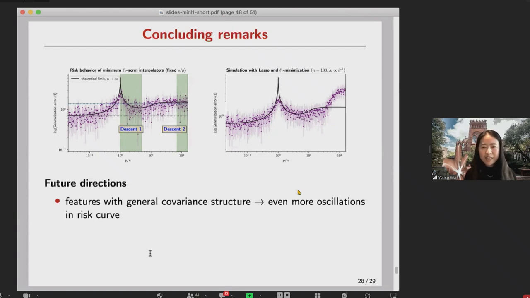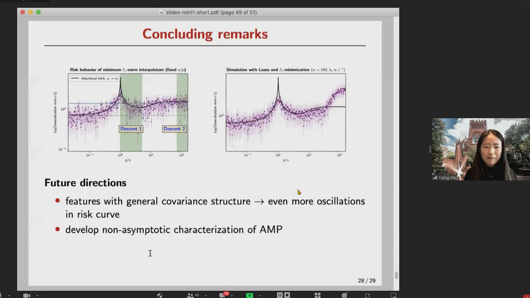So in our simulation, we see that if you consider a more complicated design where the features are generated with a general covariance structure, you will see even more oscillations in the risk curve. There are more phases of ascent and descent. So how do we characterize those?